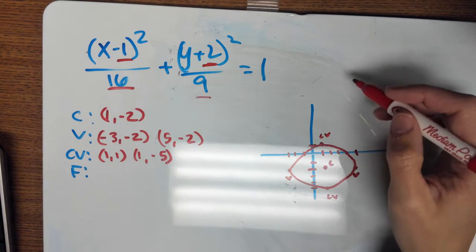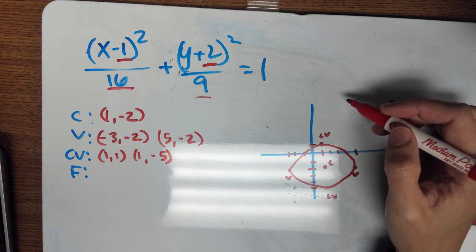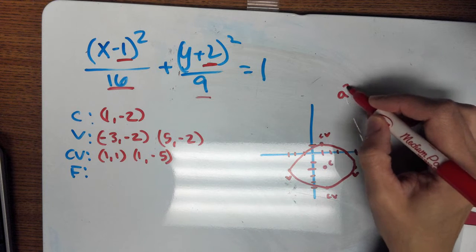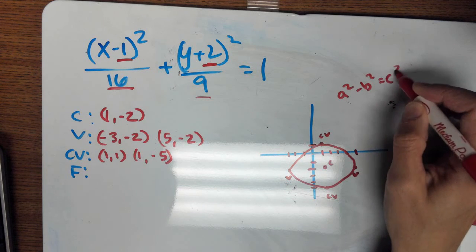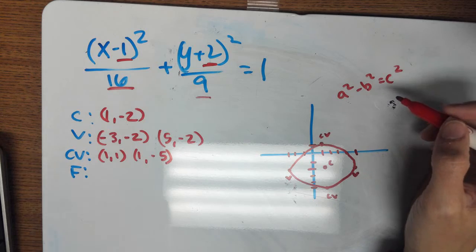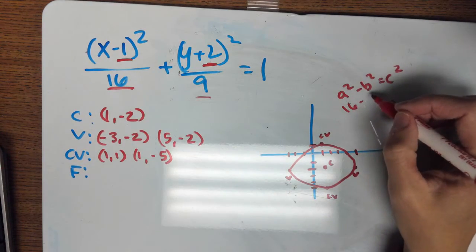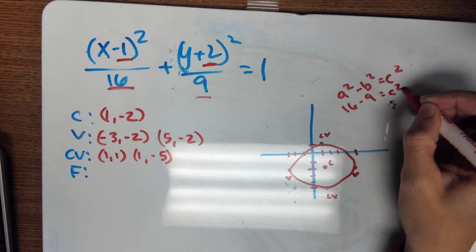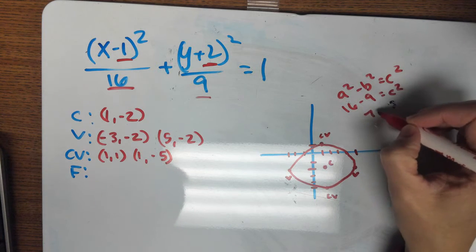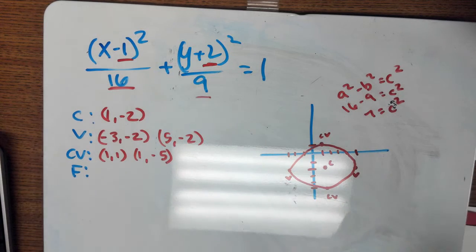The foci are the c values. Think of them that way. The distance from the center to the focus is c. We know a squared minus b squared is c squared for the focus, and that's for the ellipse. I know a squared is 16 from my denominator, and I know b squared is 9, and that's going to give me c squared. Well, 16 minus 9 tells me 7 is c squared.